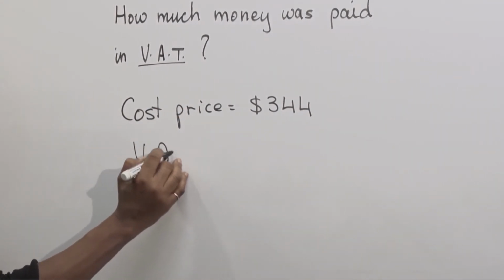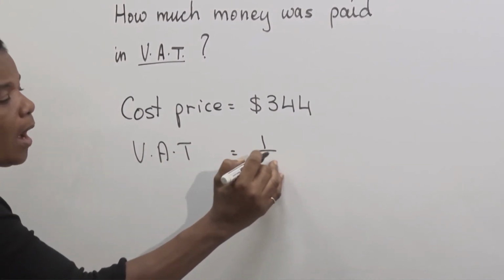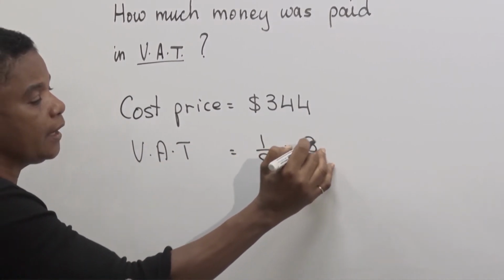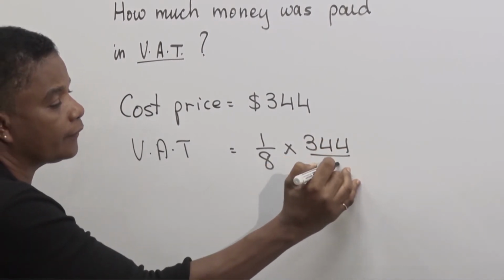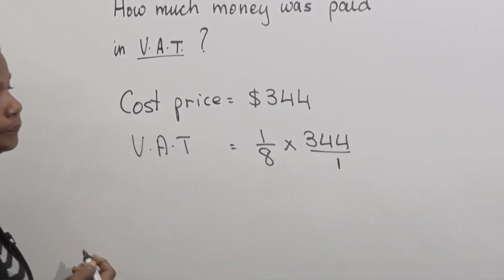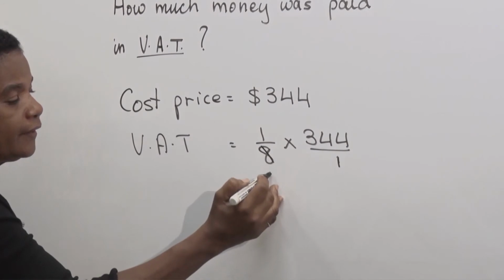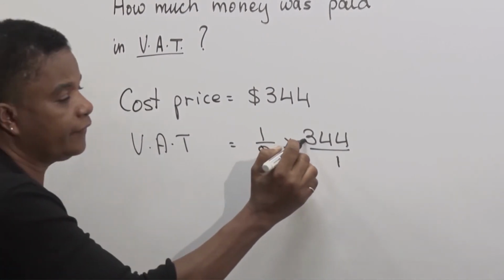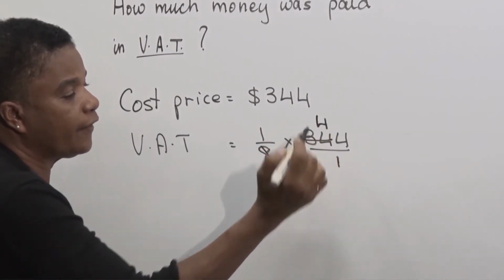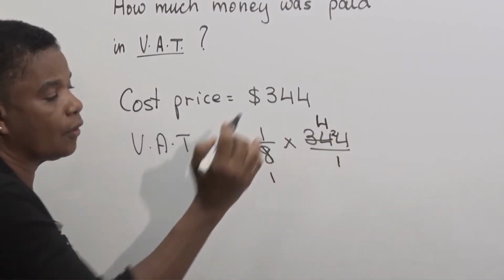The question is only asking for the VAT. So the value-added tax would be 1/8 of $344. Let's work that out. We can try 8 into 8, 1. 8 into 34, 4 8s are 32, and there's a remainder of 2.